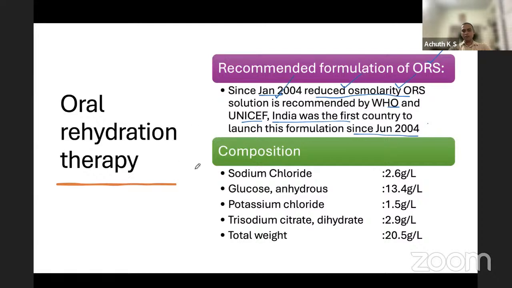From January 2004. And the second point which you have to write is the composition. One is sodium chloride, glucose anhydrous, potassium chloride, trisodium citrate dihydrate. If you remember the weight, please do mention. If not, it is okay, but please do try to mention the weights of all the 4 components. It will be asked in your viva, and it will be asked in your pharmacology viva also. It would have been asked by now. So please do try to remember the weight. It will give a very good advantage of scoring good marks.